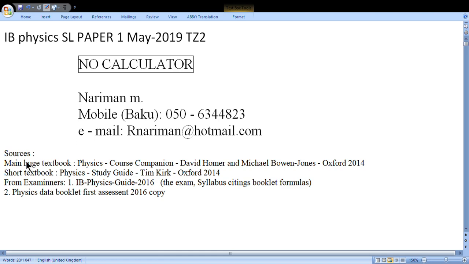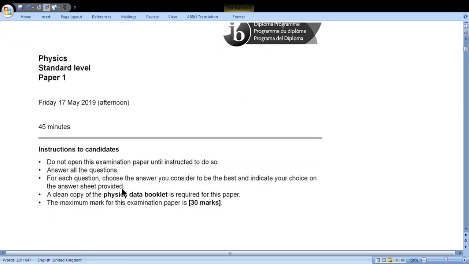To prepare for the exam, you can use the following sources: the main huge textbook of Oxford 2014, the short textbook by Tim Kirk of Oxford 2014, and, as recommended by the examiner, the IB Physics Guide 2016. But for sure you should have the Physics Data Booklet, First Assessment 2016, because a clean copy of this Physics Data Booklet with formulas will be available for you at the exams. So be accustomed to this booklet, learn formulas from this booklet, and work easily with this booklet. This is the cover page.